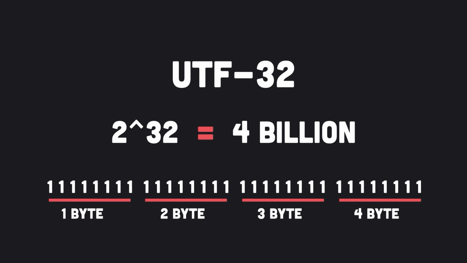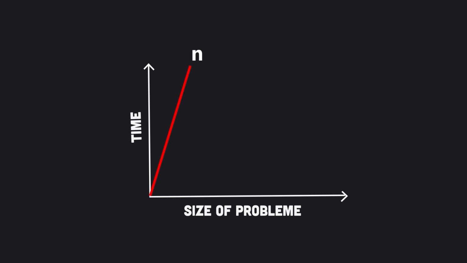Now let's talk about solving problems efficiently. Imagine a graph. The horizontal axis shows the size of the problem. The vertical axis shows the time it takes to solve it. Different algorithms behave differently. A linear algorithm is called big O of n.